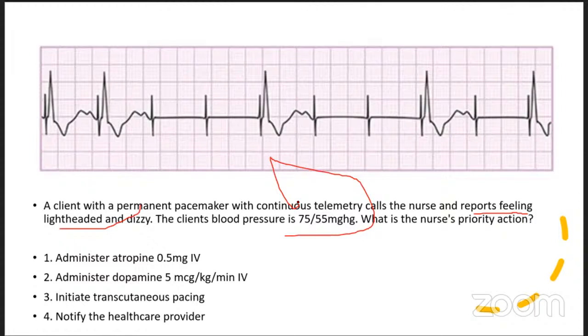At least let's even have, yes, the patient has told you he's feeling dizzy, he's lightheaded, the client's blood pressure is 75 over 55. But is there something you as a nurse can do before you call the doctor? There's a reason they gave us all of this information. Look at the ECG strip.